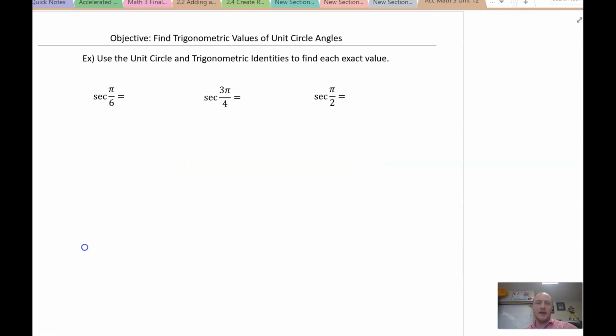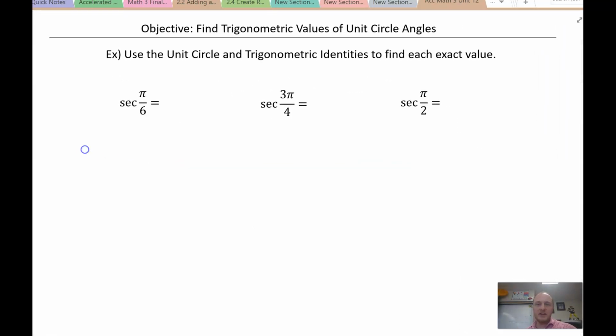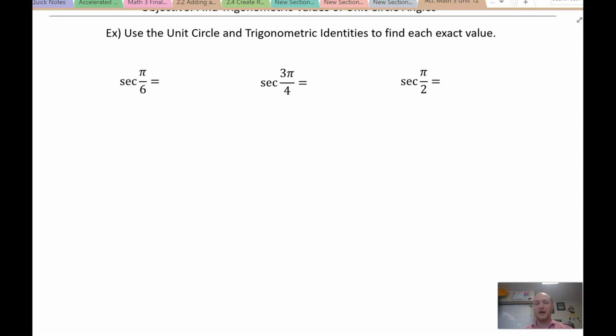Okay, we're going to find values for the given functions, and they say use the unit circle and trigonometric identities to find each value. So I want secant of pi over 6. Well, I know that secant theta is equal to 1 over cosine of theta. So I want 1 over cosine of pi over 6. I have to ask myself, what is cosine of pi over 6?